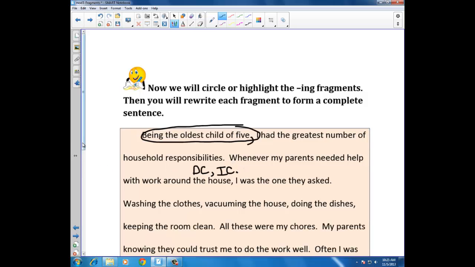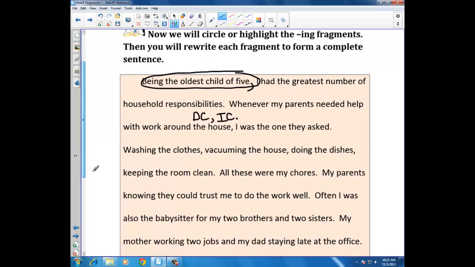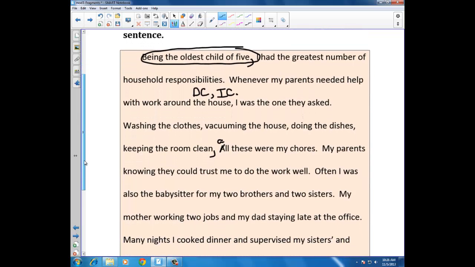Washing the clothes, vacuuming the house, doing the dishes, keeping the room clean. All these were my chores. You can see that the reader wants to put a list in to show all of the things that that child did in that home. So the clearest way to connect this without creating a fragment is to put a comma following the word clean and then a small a. Washing the clothes, vacuuming the house, doing the dishes, keeping the room clean, all these were my chores.